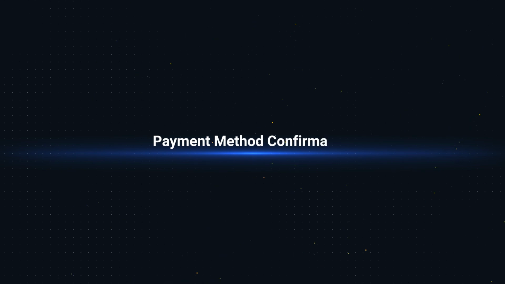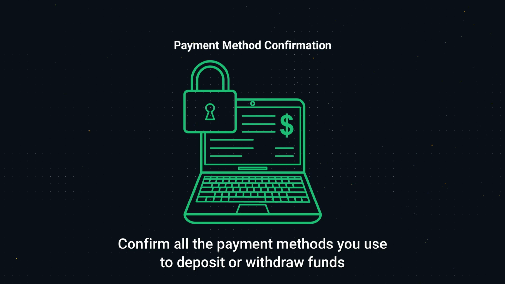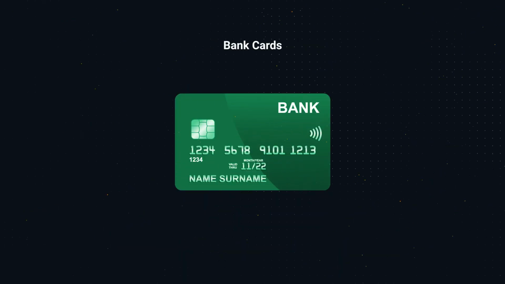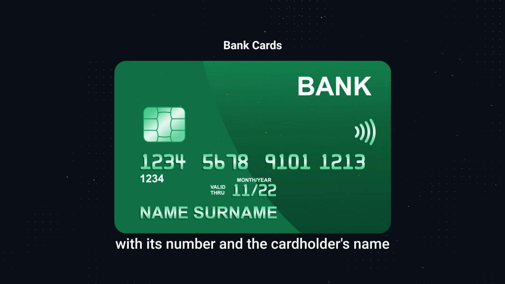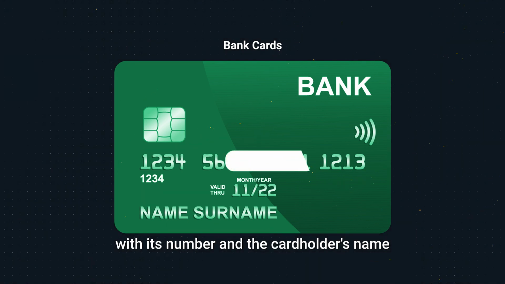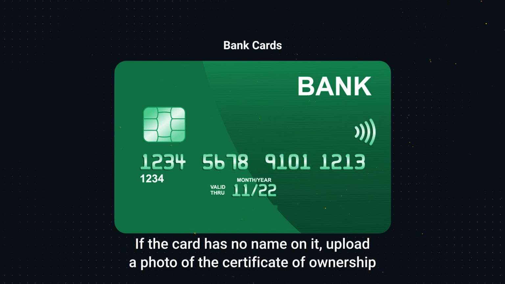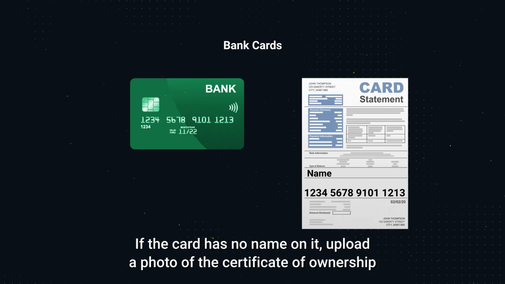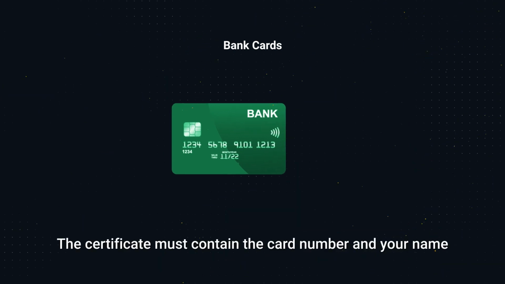Payment method confirmation. You must confirm all the payment methods you use to deposit or withdraw funds. Bank cards. Upload a photo of the front side of the card where one can see the first 6 and the last 4 digits of the card number, as well as the owner's name. If the card has no name on it, upload a photo of the certificate of ownership. The certificate must contain the card number and your name.